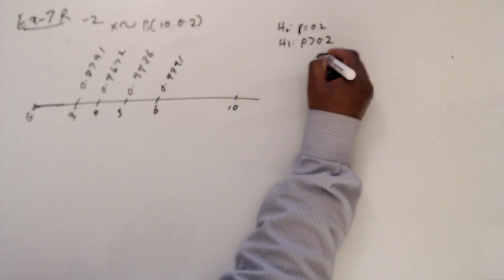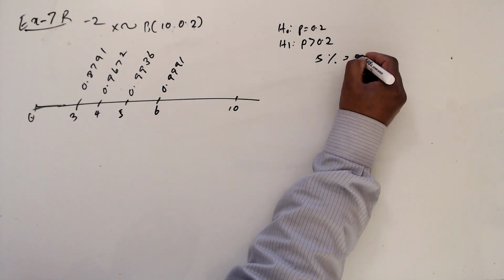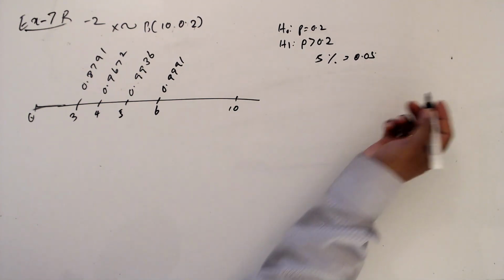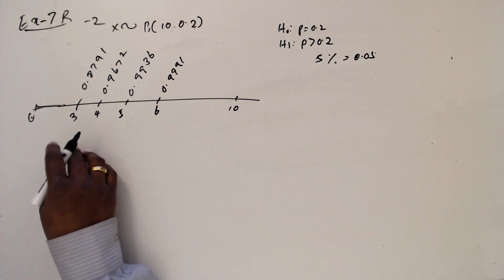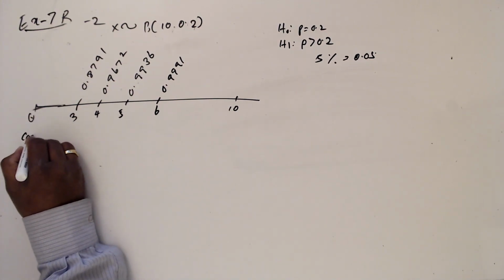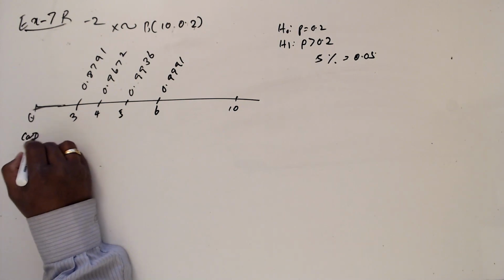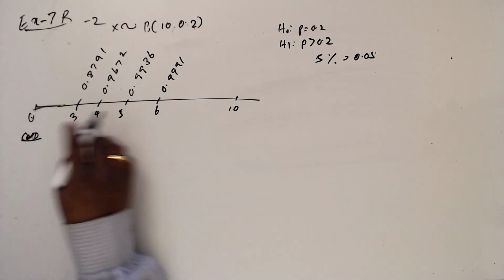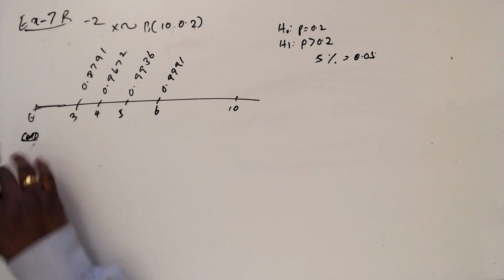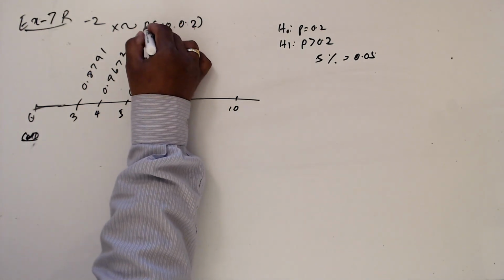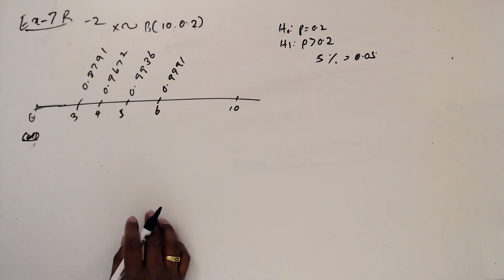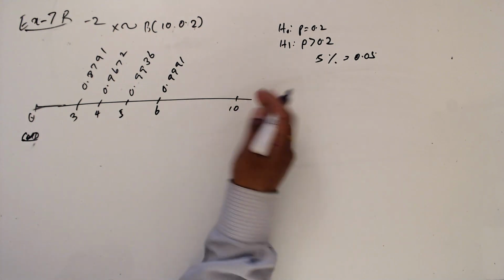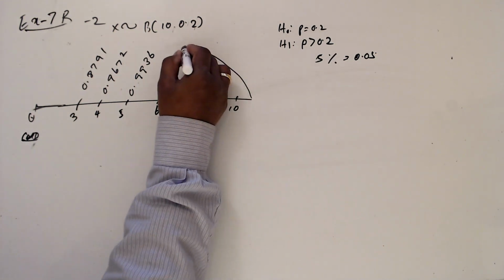The significance level is given as 5%, which means 0.05. This is a part of that distribution. This is a cumulative one. Cumulative distribution for 10 trials with the probability of success 0.2. Now, this is upper tail, so we have to come from here.